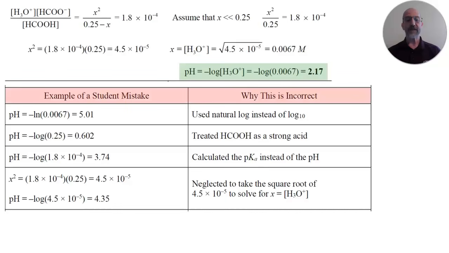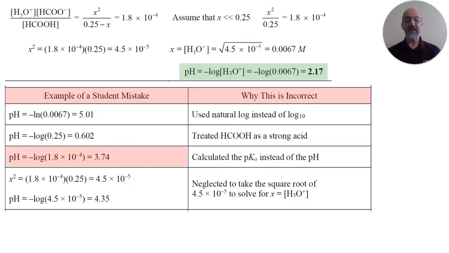So, first example of a student mistake. They got a pH of 5.01. Well, what did they do wrong? They used natural log on their calculator instead of the log base 10. This student got a pH of 0.602. What they did wrong was they assumed it was a strong acid, so they just took the negative log of the concentration of a weak acid, and that's incorrect.